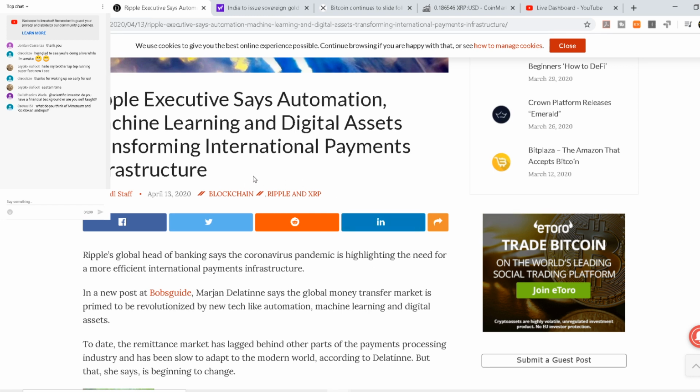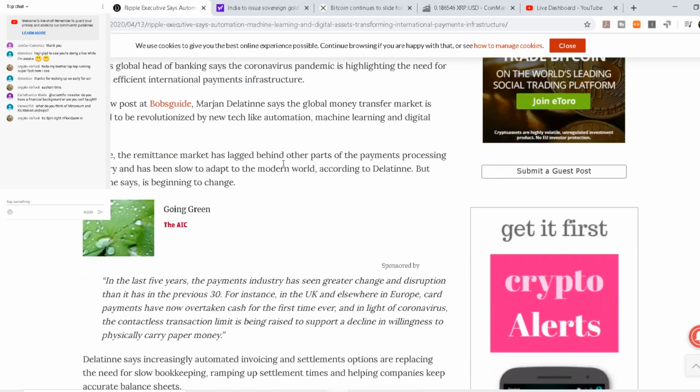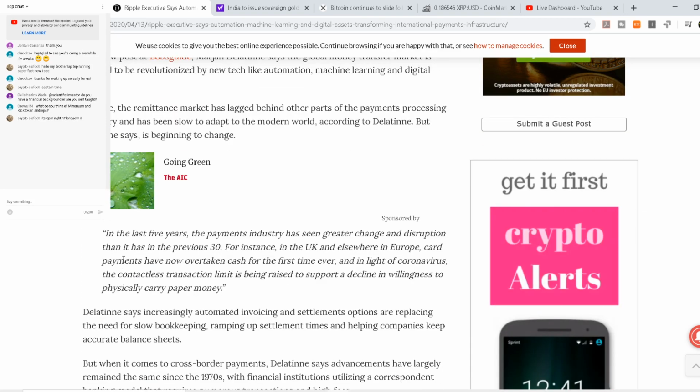So anyway, this article is showing Ripple executive says automation, machine learning and digital assets are transforming international payments. Now, as we know the payments infrastructure is being changed, but what you have to get here is the quote. This is kind of an important factor here. In the last 5 years, the payments industry has seen greater change and disruption than it has seen in the previous 30 years. Now we know why they are using that, right?